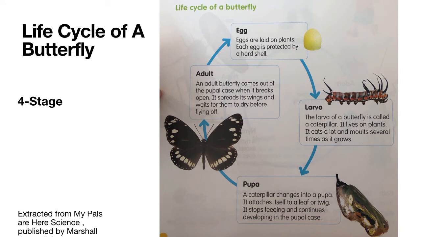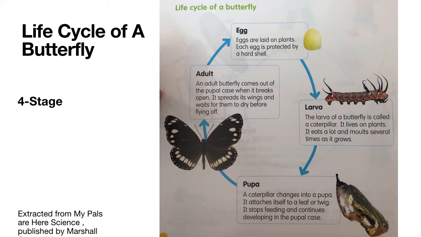We have the larva, right, which is actually right after the egg is hatched, and basically the pupa. Yes. So for a butterfly, the eggs are laid on plants, usually underneath. Each egg is protected by a hard shell, and when it's hatched, the larva of the butterfly, which is also called the caterpillar, will actually come out of the egg. It lives on plants, it eats a lot. It actually grows by molting, and it grows to become what we call the pupa.